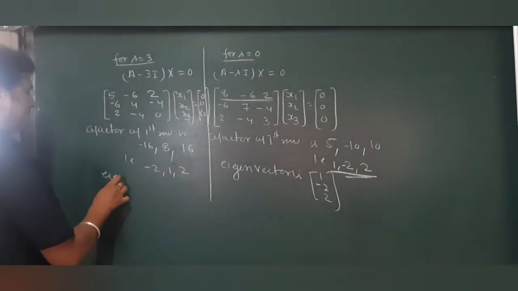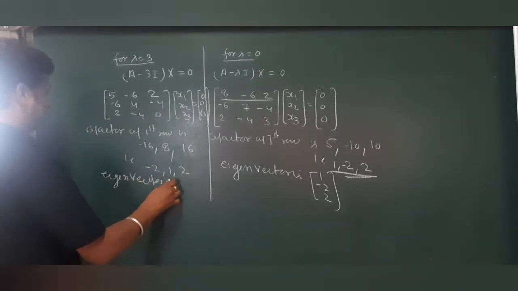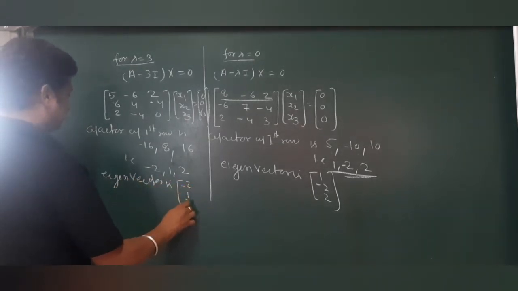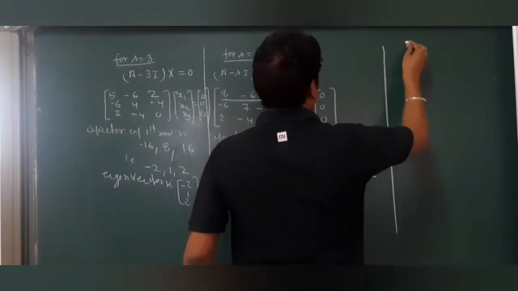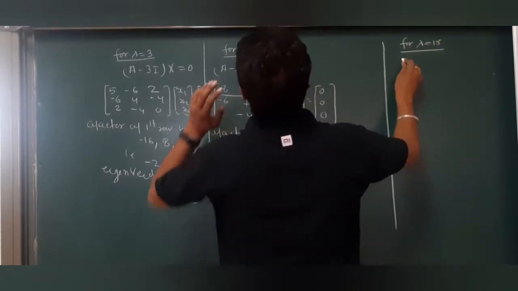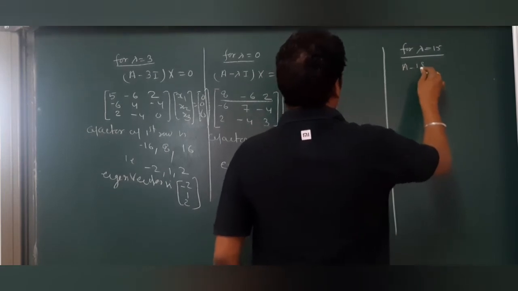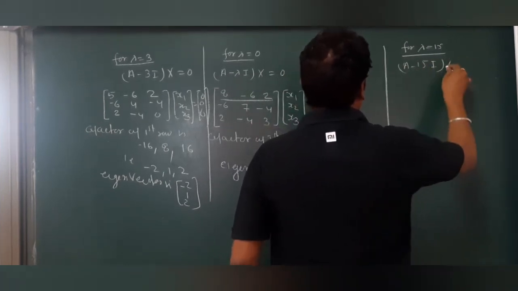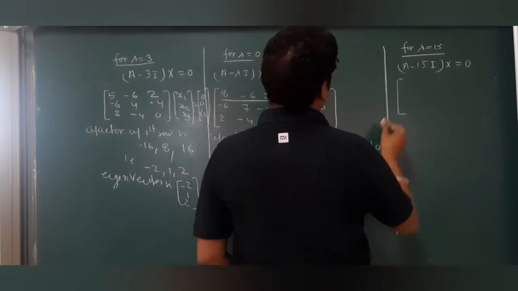So what is the eigenvector for lambda equal to 15? How do we calculate? Same. (A minus 15I) into x is equal to 0. So what is A minus 15I?